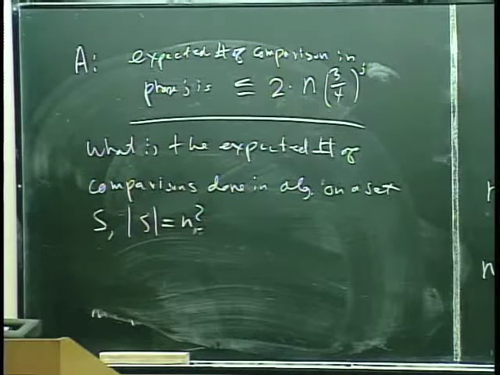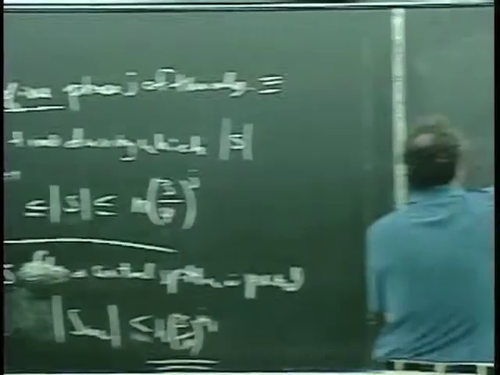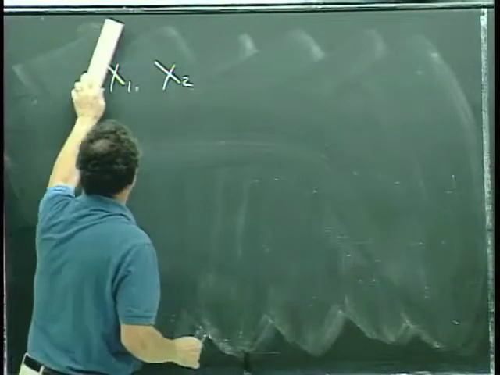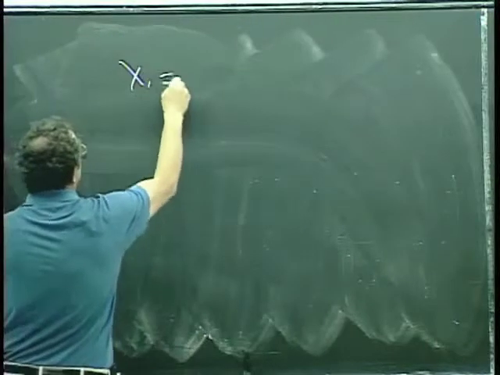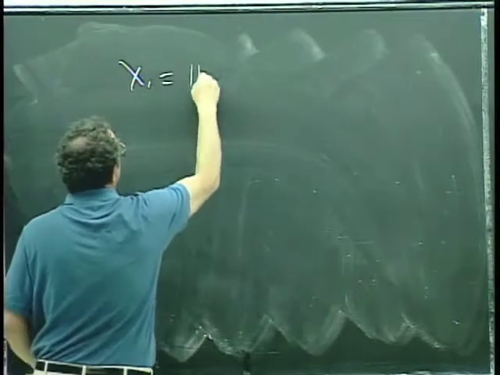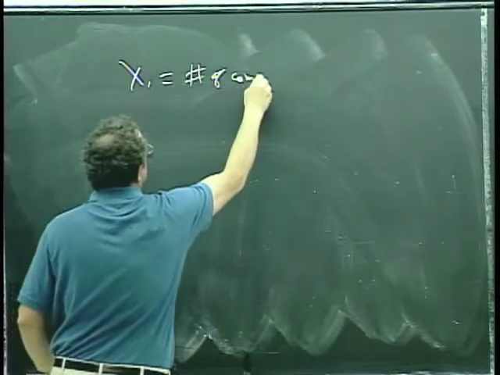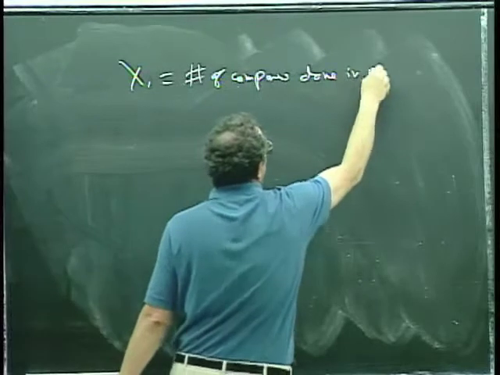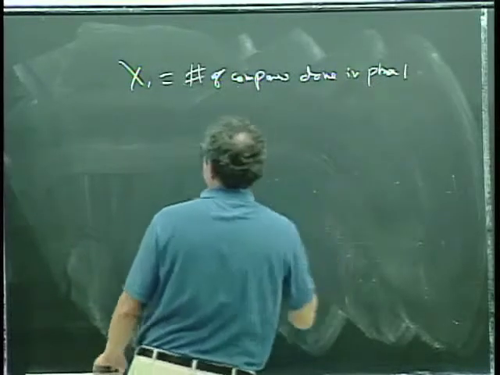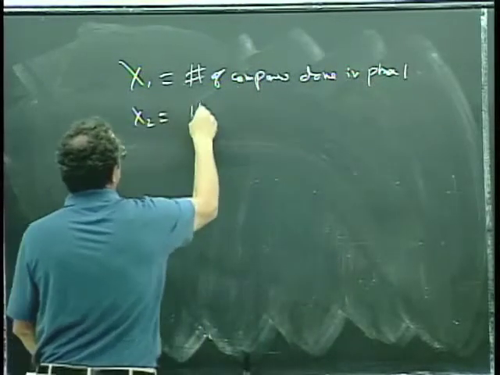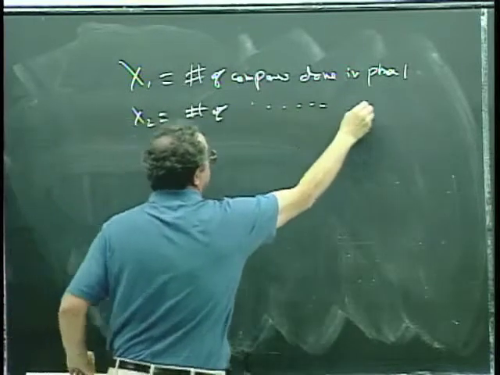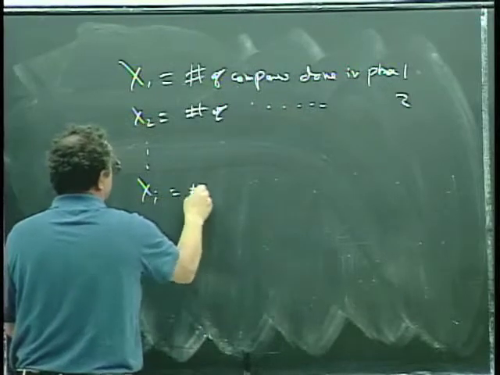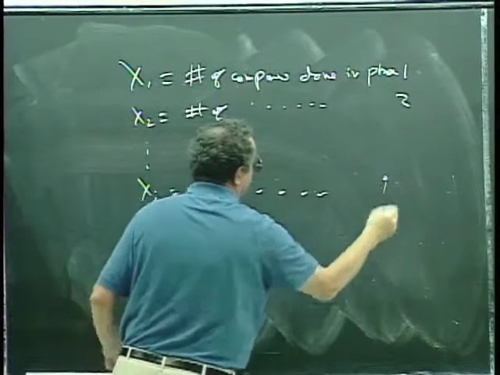Okay. So we have random variable x1 and random variable x2. Now let me be very, very specific. x1 is equal to the number of comparisons done in phase 1. x2 equals the number of comparisons in phase 2. xi equals the number in phase I.